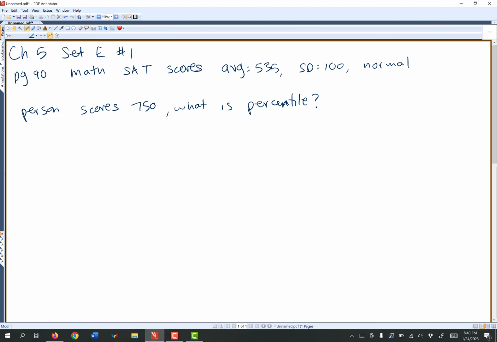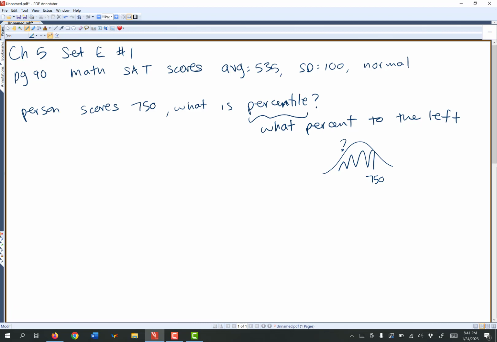So it tells us a person scores 750. What is their percentile? Now, when we see percentile, this means what percent to the left. Or like what percentage of people scored less than her. Less is to the left. So what percentage scored less? What percentage is to the left? I would draw a little picture to tell myself, okay, here's the 750. What percentage is to the left? That's what I need to figure out.